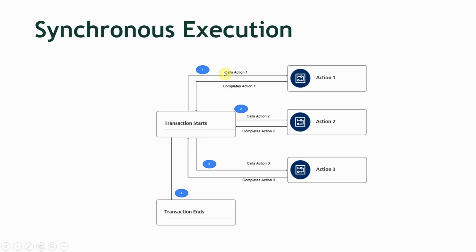So all these are different actions which are part of the same account create operation. And in this diagram, you can see that the flow is like the transaction is calling the first action. Once that particular action is getting completed, the transaction again calls the second one. Once that is completed, it is calling the third operation. Meaning all the operations are getting executed synchronously or serially. It is called synchronous execution.